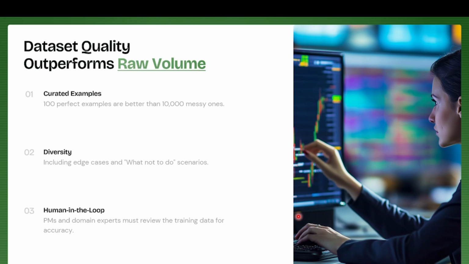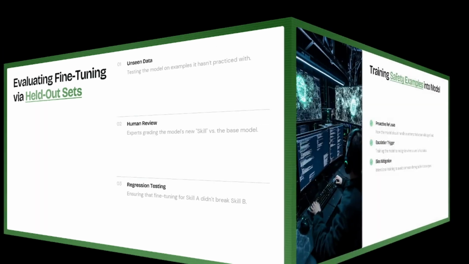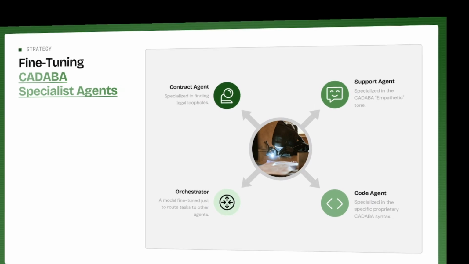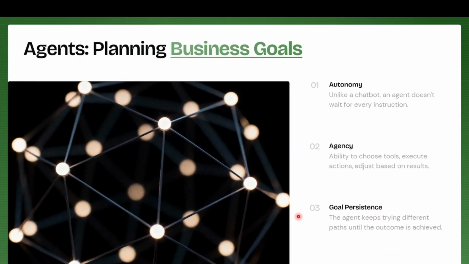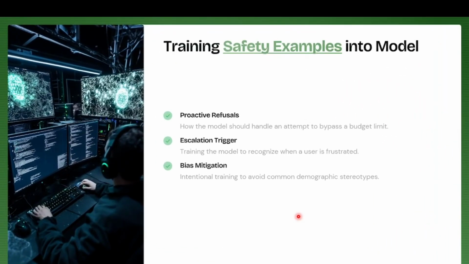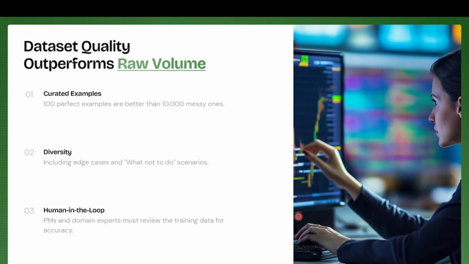And then we have dataset quality outperforms raw volume. That is what we have on this slide. So I think we should take a break now. When we come back, we'll continue with dataset quality outperforms raw volume.